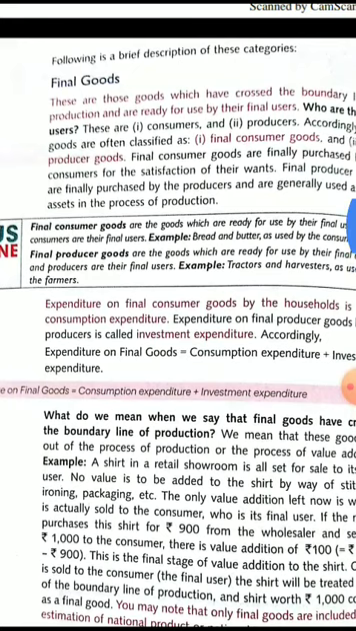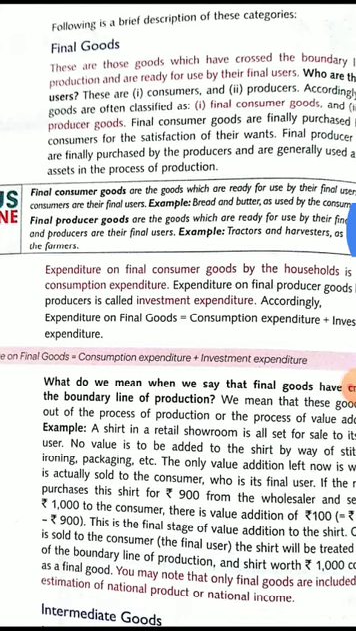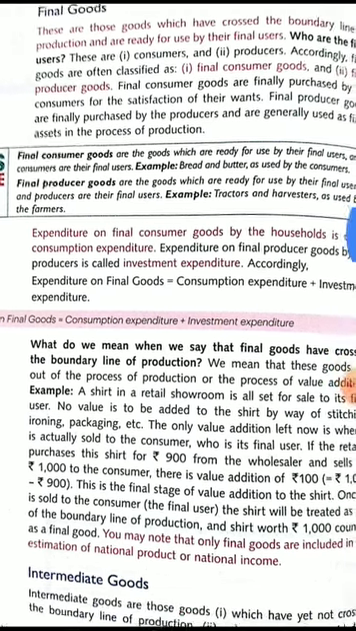Now, to consume final goods, one has to spend money on it. We know that this money is called consumption expenditure, because if any person goes to the market and purchases something for his consumption, then all the money which he spends on the purchase is regarded as final consumption expenditure.